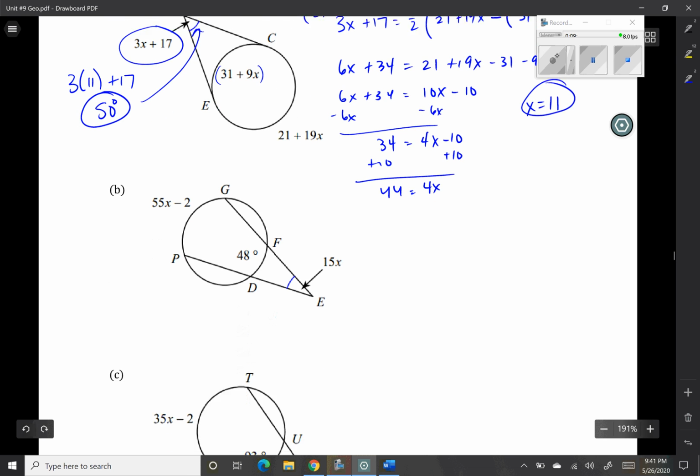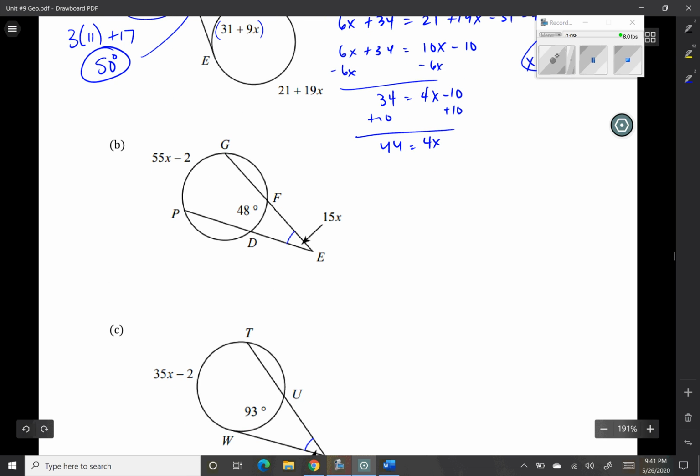All right. Part B is the same thing. I'm going to take the angle on the outside, 15x, and say that's 1/2 of the difference of these two arcs. So 55x minus 2 minus 48. No need for parentheses here because this is just a single number.